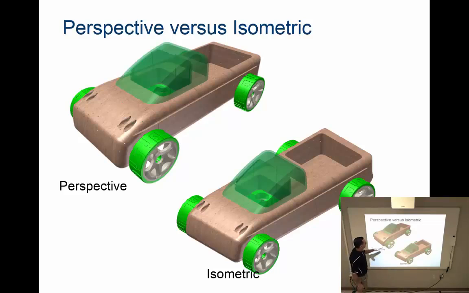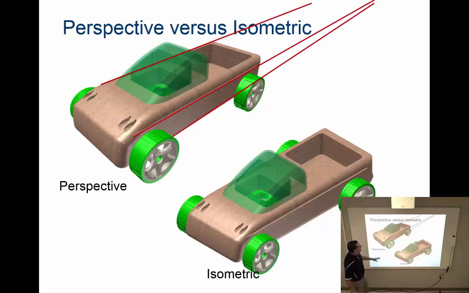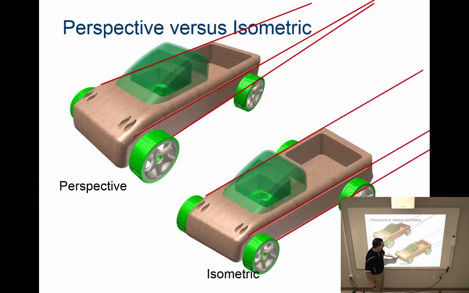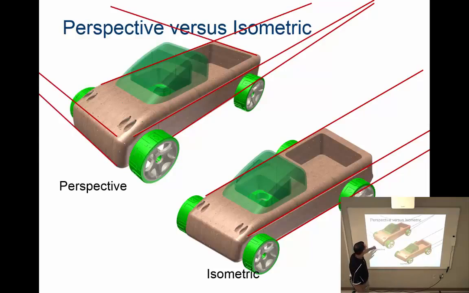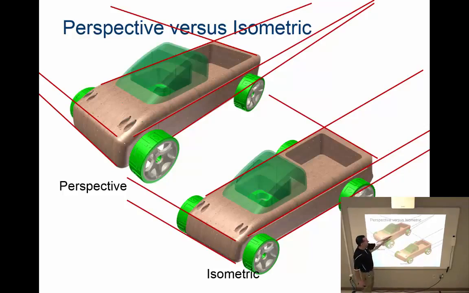If I add lines to the edges of this object, I notice that in my perspective, these lines are getting closer and closer together, like they're converging on a vanishing point, as compared to my isometric, where the lines stay parallel. Same with these other lines, like they're going to a vanishing point as opposed to staying parallel. Okay, so the difference between perspective and isometric has to do with whether or not our lines are going to trail off to a vanishing point.